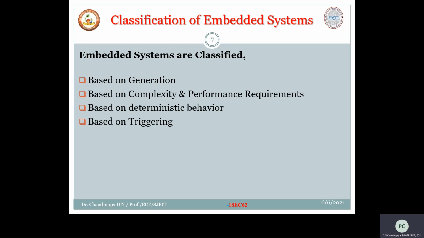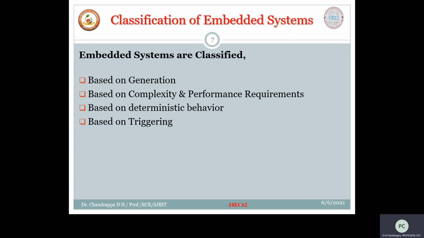Now next, I will go to some of the classifications of embedded systems. How are embedded systems classified? That is very important. Embedded systems are classified based on some parameters. What parameters are to be considered here? The first parameter is based on generation. The second one is based on complexity and performance requirements. The third one is based on deterministic behaviors. And the last one is based on triggering.